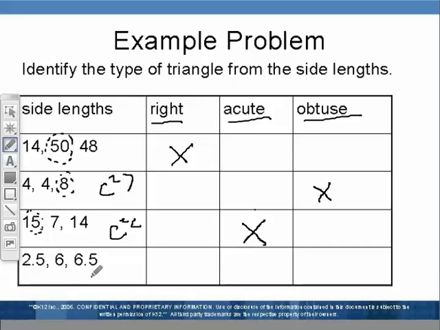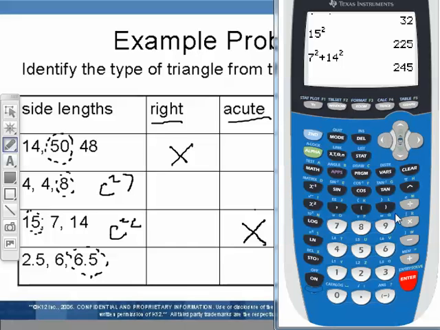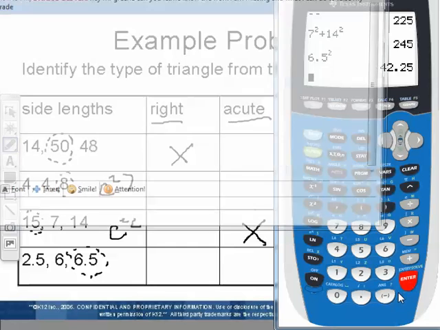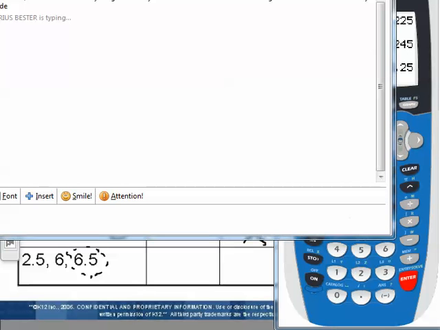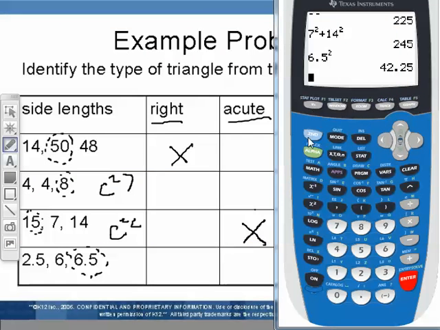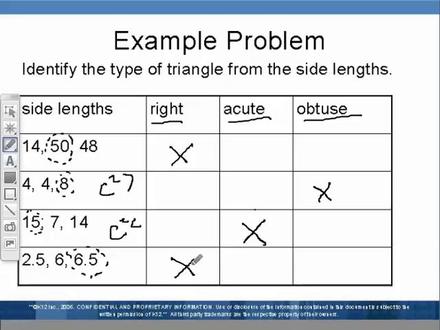Does it work with fractional numbers? Yes, it does. Let's try this one. Which is the biggest number? 6.5. That's going to be my c squared number. So I'm going to take 6.5 squared, and I'm going to get 42 1/4. Okay? And I'm going to take 2.5 squared plus 6 squared. And what am I going to get? 42 1/4. So that one is a right triangle.